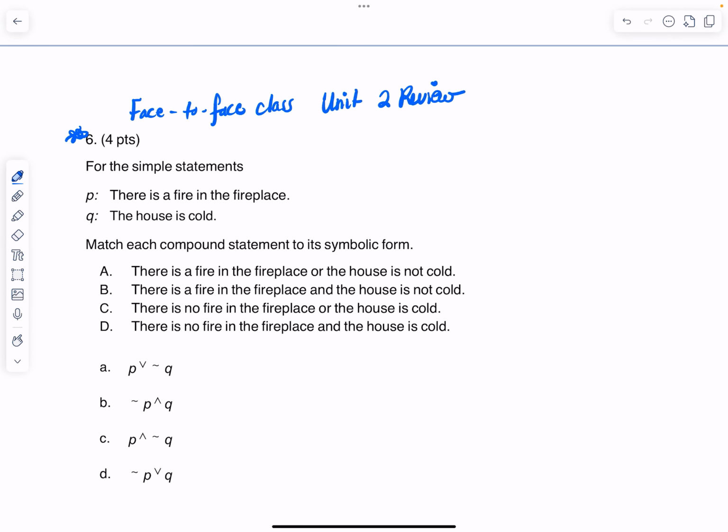This is the face-to-face class unit 2 review. I'm starting at question number 6. For the simple statements, P, there is a fire in the fireplace, and Q, the house is cold, match each compound statement to its symbolic form.